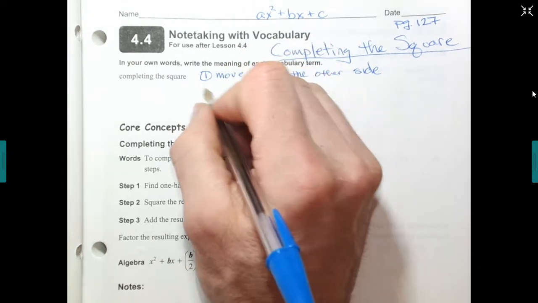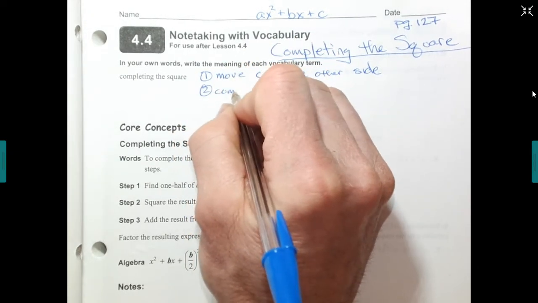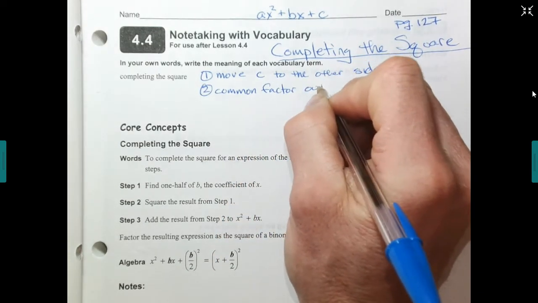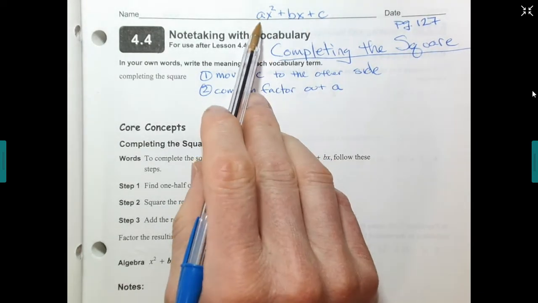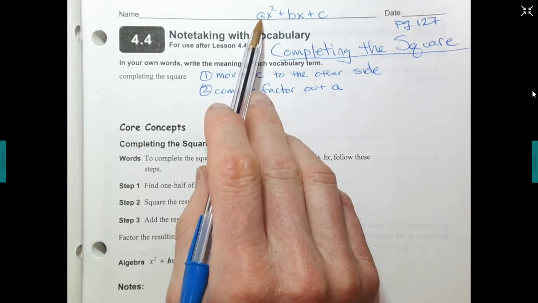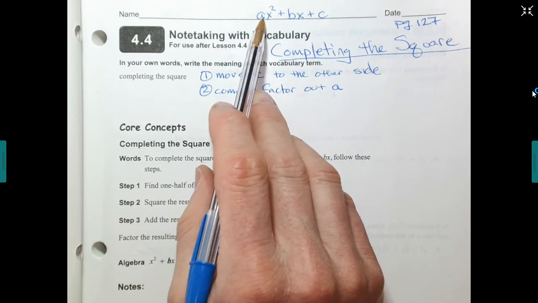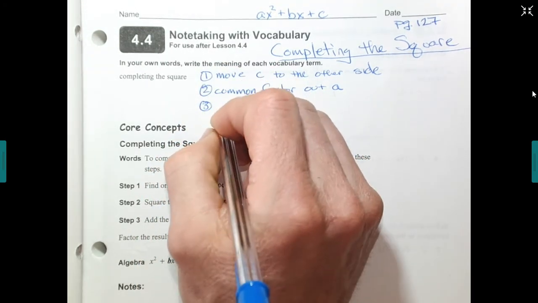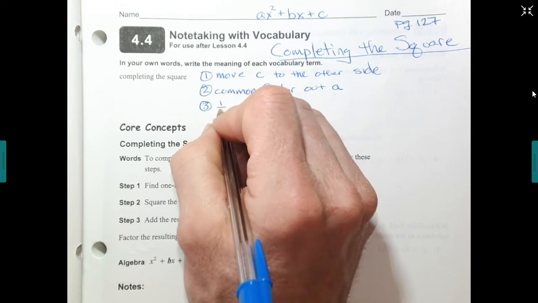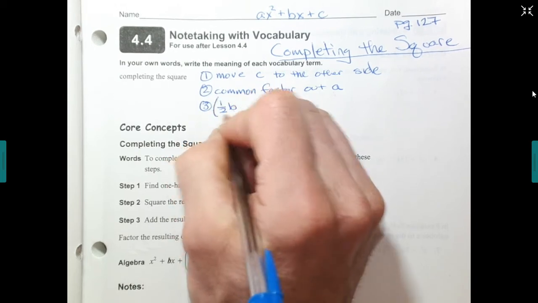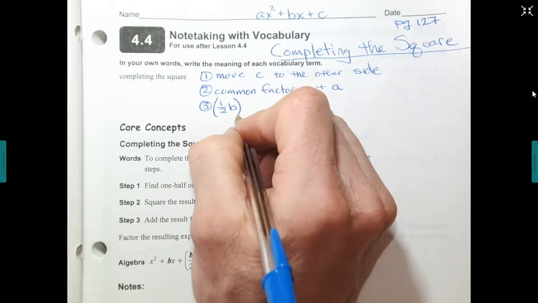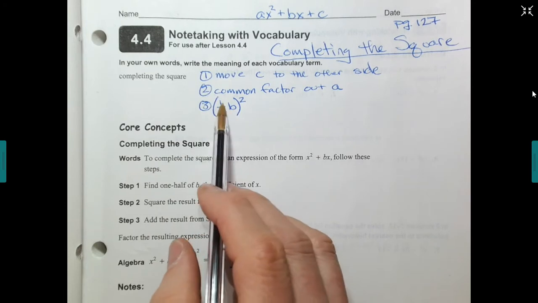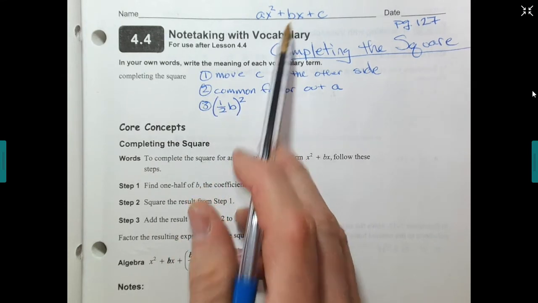Number 2 is common factor out a. If a was anything other than 1, we'd common factor it out, which I will explain in a minute. And then we're going to complete the square, which is taking 1/2 of the b value and then squaring it. That's kind of our key step right here, to take 1/2 of that b value and then square it.